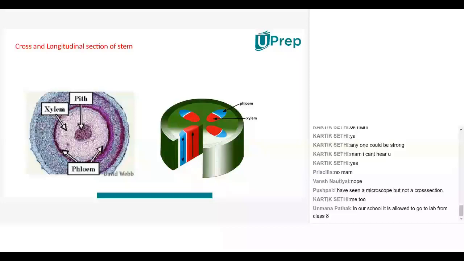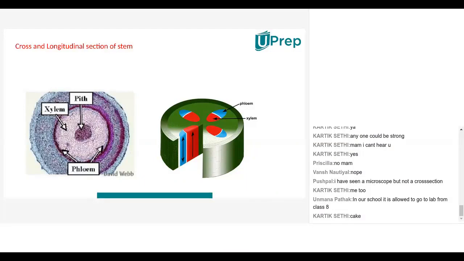So what they do is that they take out thin slices from the stem, just like when you take a banana and take slices of that banana, but those banana slices are very thick. In case of the stem, they have to be so thin. Yeah, Karthik, like cake, but it is a cross-section.